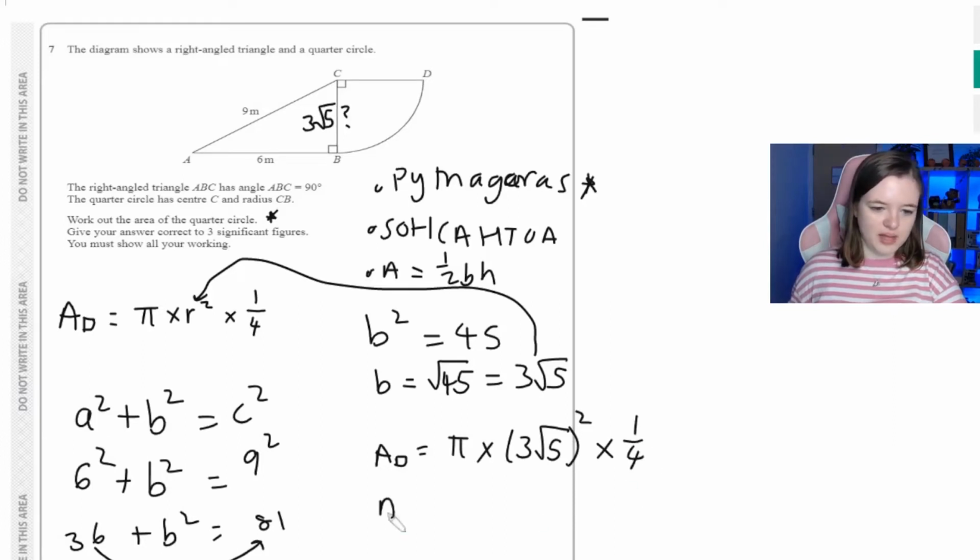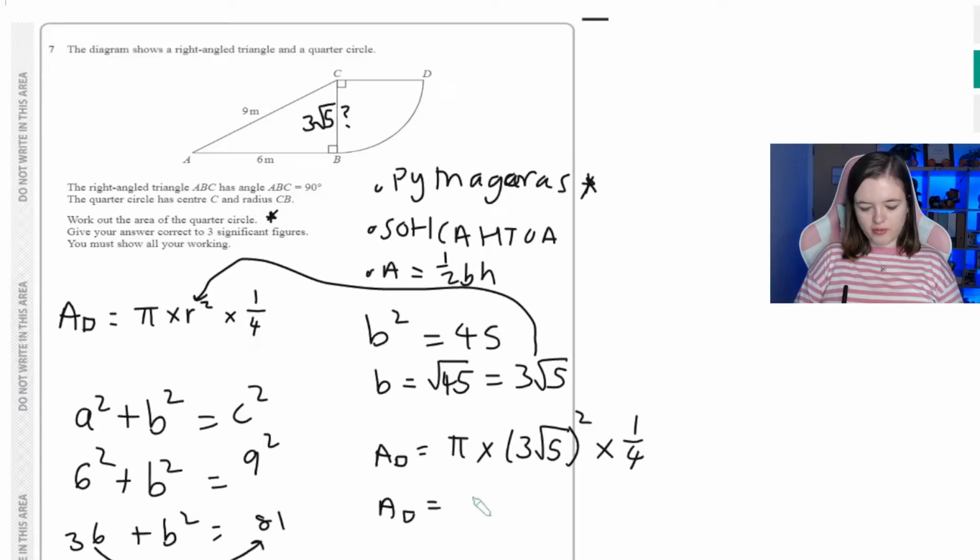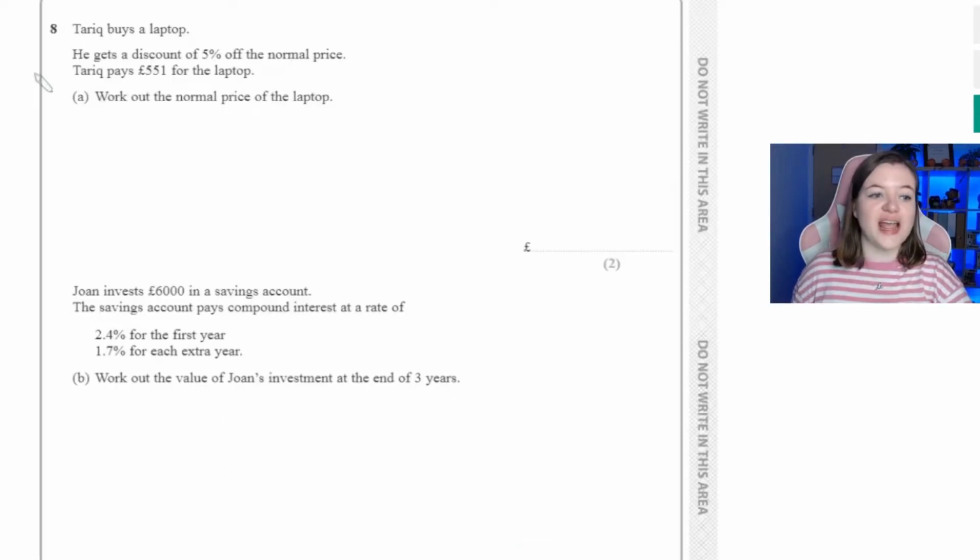Then I'm going to type that all into my calculator. So I'm going to do pi times open bracket 3 root 5 close bracket squared times 1/4. And that gives me 45 over 4 pi, or 35.3. And that is the final answer. There we are.